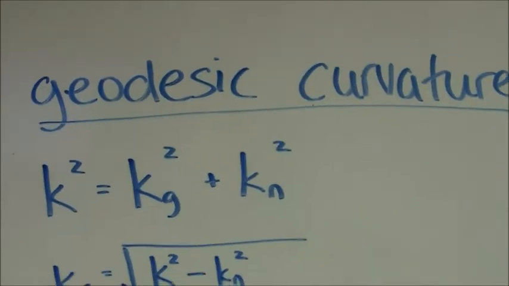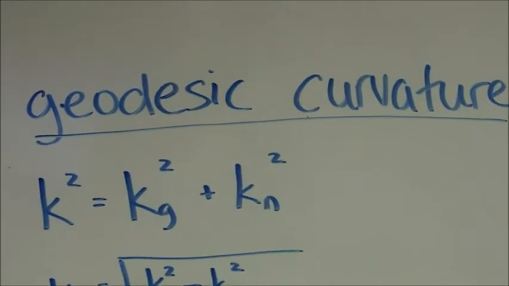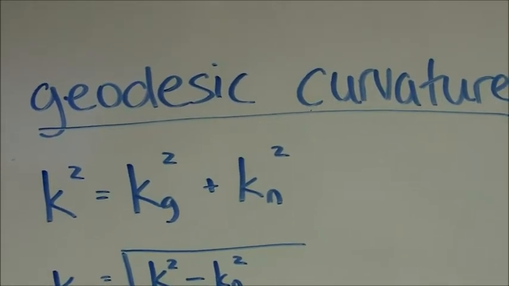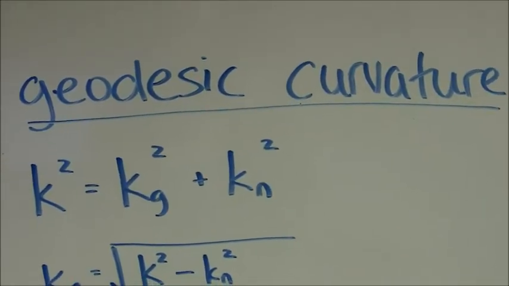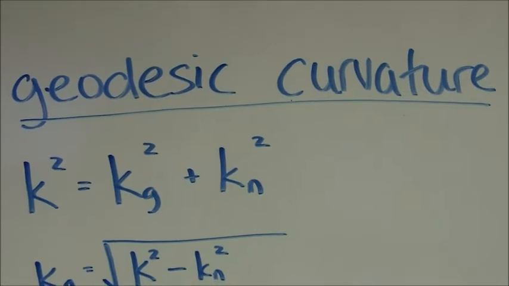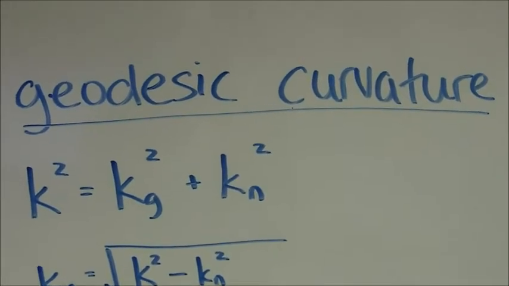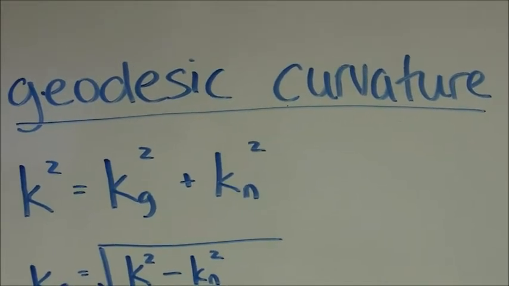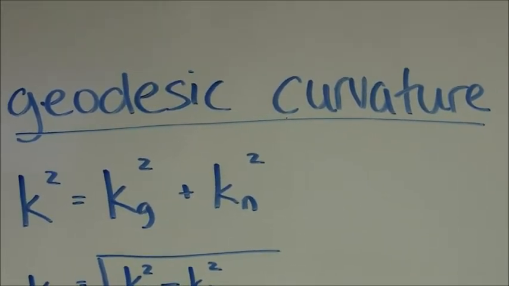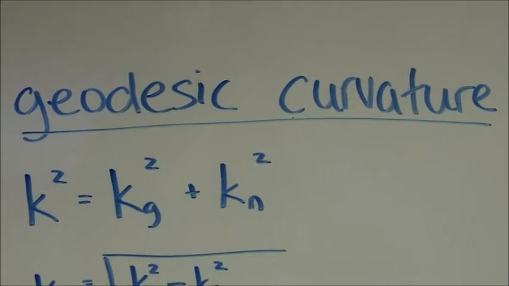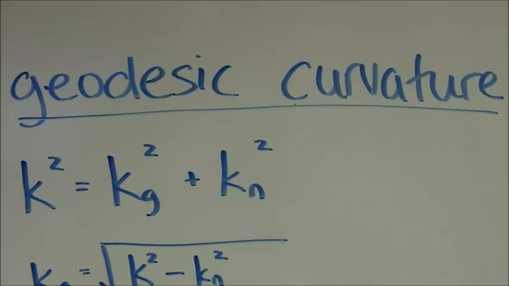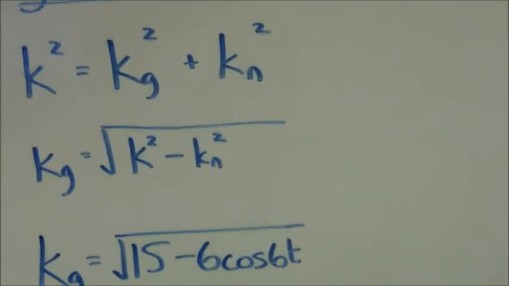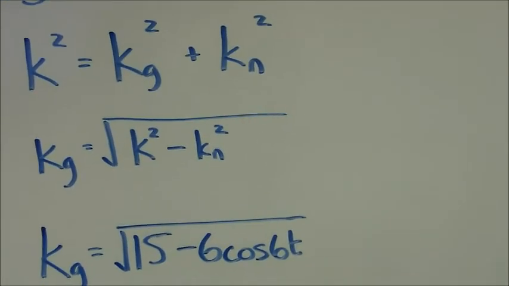The geodesic curvature is the curvature of the curve projected onto the surface's tangent plane. To calculate this, we have used the following relationship: k squared equals kg squared plus kn squared, and rearrange this formula to obtain kg equals the square root of k squared minus kn squared, where kg represents the geodesic curvature, k represents the general curvature, and kn represents the normal curvature. We calculated this to be the square root of 15 minus 6 cos 60 for our surface.